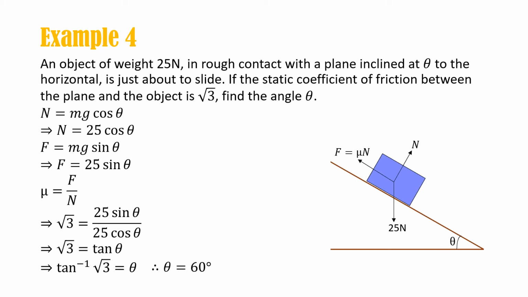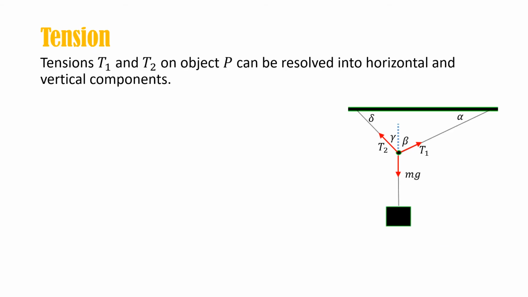All right, so based on the fact that it's just about to slide, we can use that F equals mu times n, or that mu is F over n. And with all the other information that we've got there, particularly its weight of 25 newtons, we know that that angle must be 60 degrees.